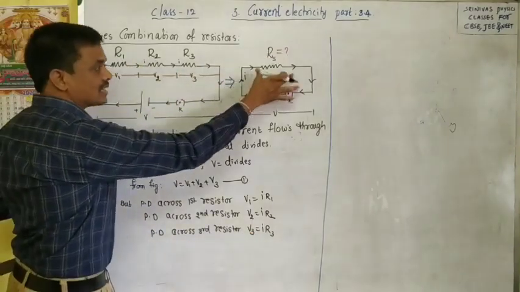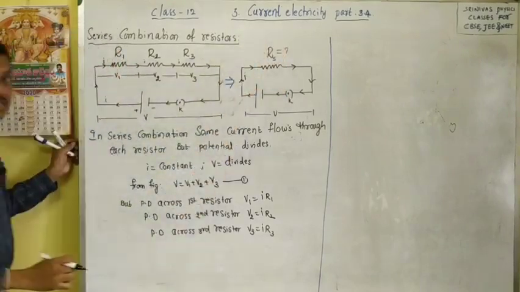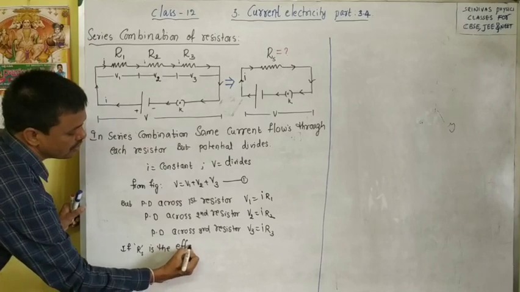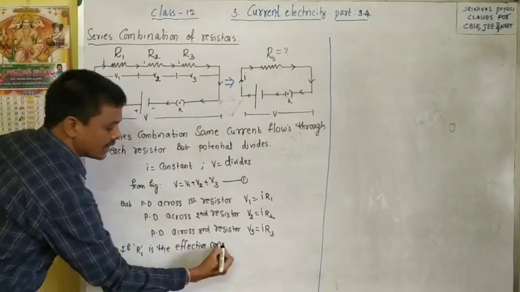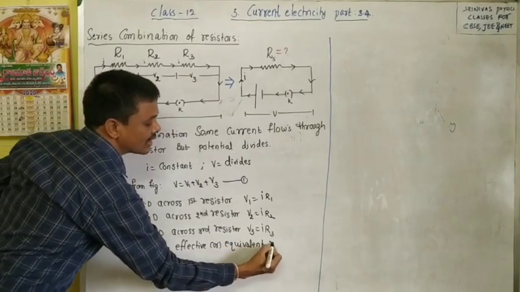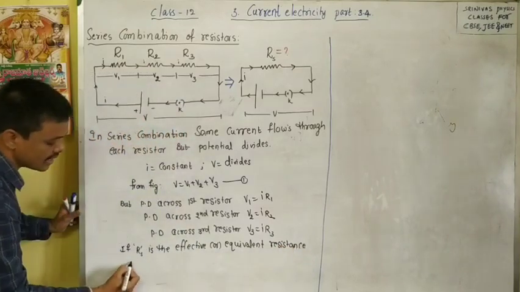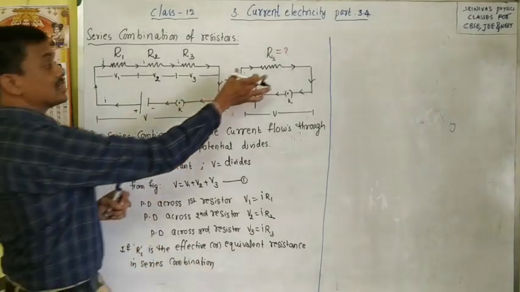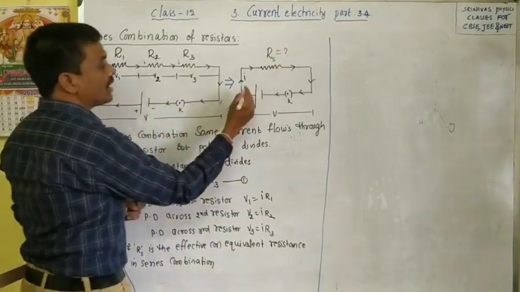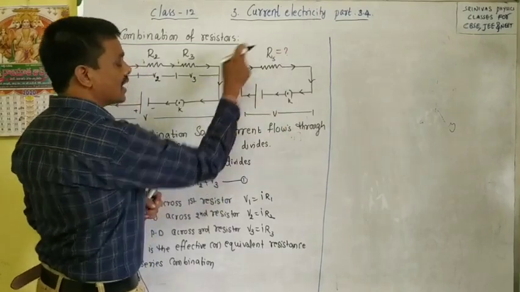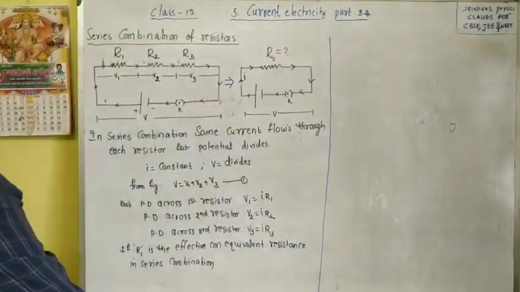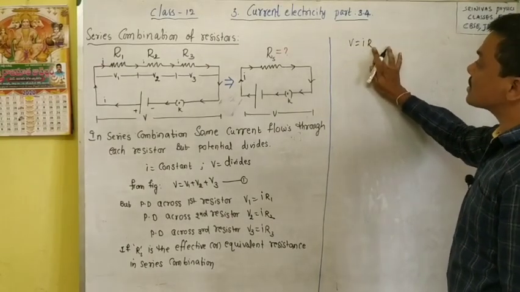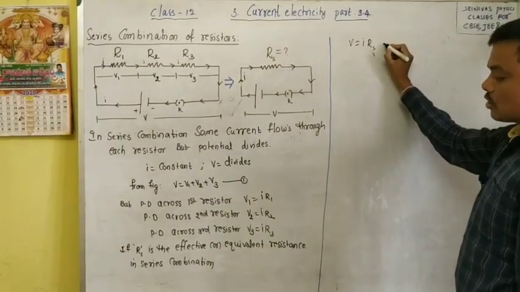If these 3 resistors act as one resistor, I am considering its resistance as RS. RS is the effective resistance, effective means total, equivalent resistance in series combination. We are discussing the series combination. Then the total resistance is RS, the total current extracted from the battery is I, and the total voltage is V. Then we write V is equal to IRS. What is RS? Effective resistance in series combination.